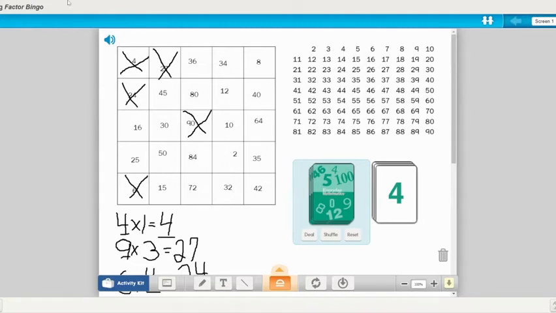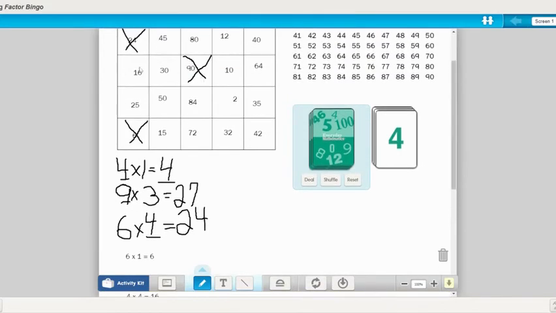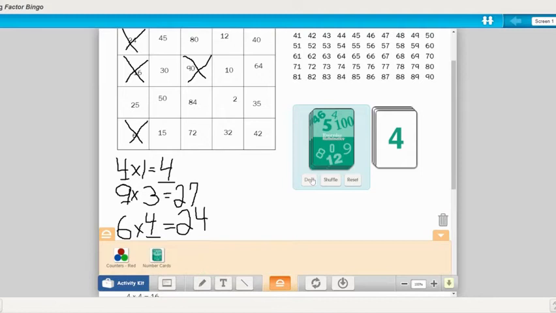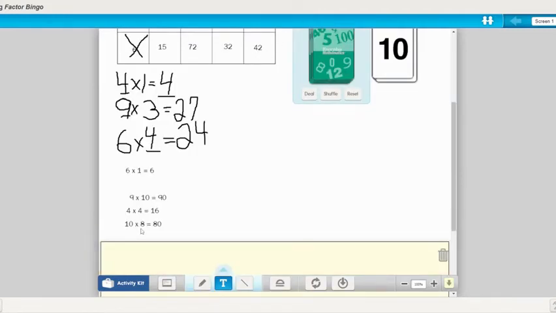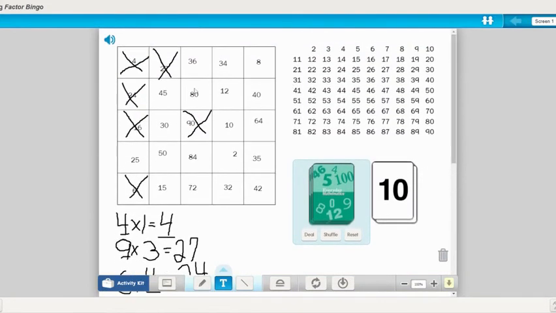It's a 4 as this factor. I use this 4 as a factor for my brain, and then I have 16. So on my board, I have this 4 times 4 equals 16. Oh, I am really close to getting a bingo. Let's deal the next card. I know what I'm hoping for. A 10. I'm going to multiply it by 8, and I'm going to get 80 because I have 80 on my board. I have 80 right here on my board. I'm going to X it out.